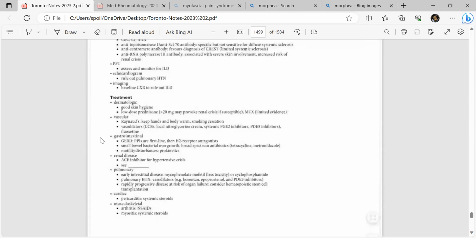So these are the treatment options: good skin hygiene, low dose prednisone, keep hands warm, vasodilators, PPIs, ACE inhibitors, and for pulmonary disease vasodilators and cyclophosphamide.